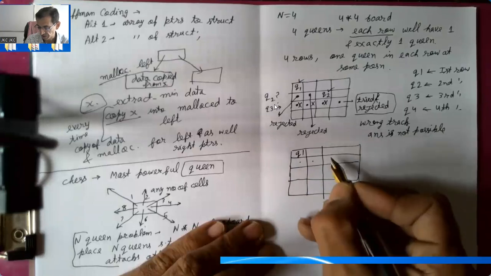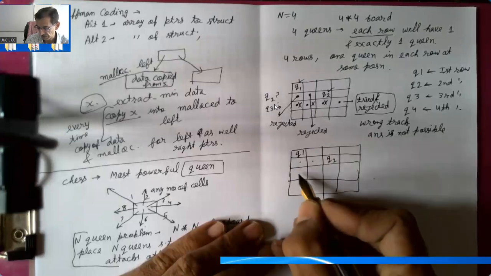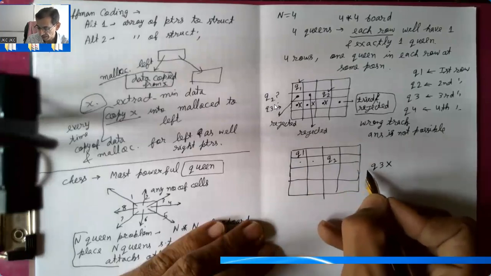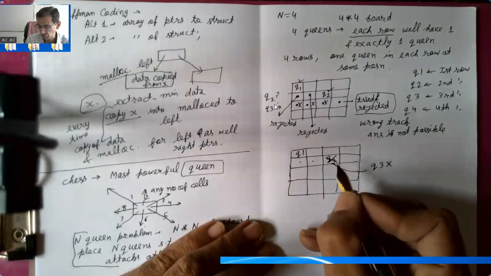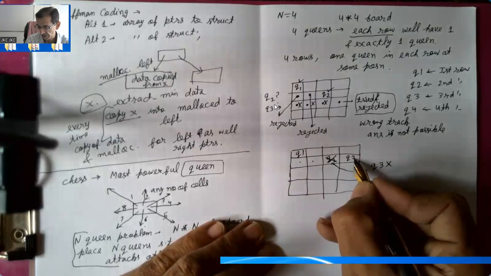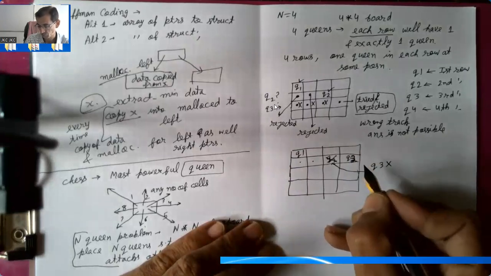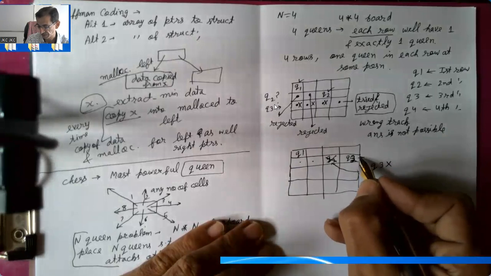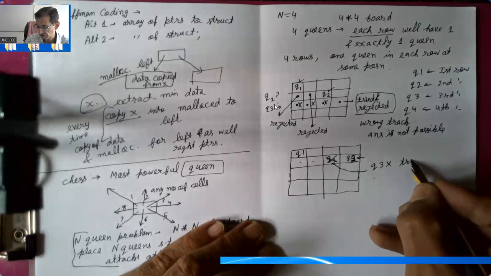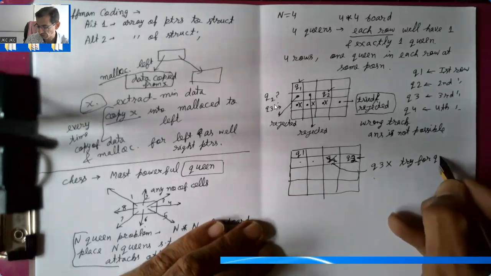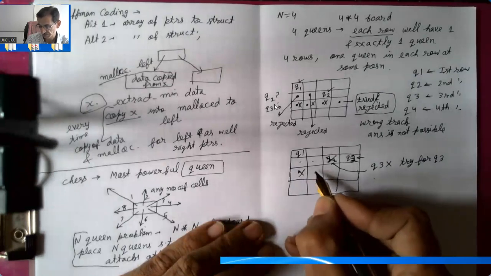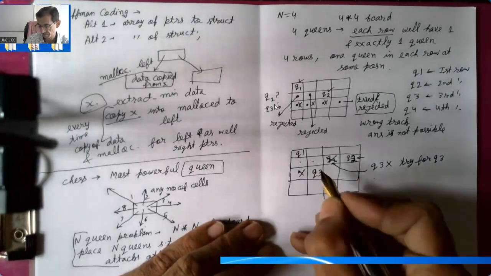So Q1 was here. I had already attempted Q2 placed here, but then I am not able to find Q3 at all. That will mean backtrack and say, no, Q2 should not be placed here. Let's place Q2 here, in the second row. And then once placed here, I will try for Q3 now. I'll try here. Not possible. Try here. Yes. Q3 can come here. Accepted.